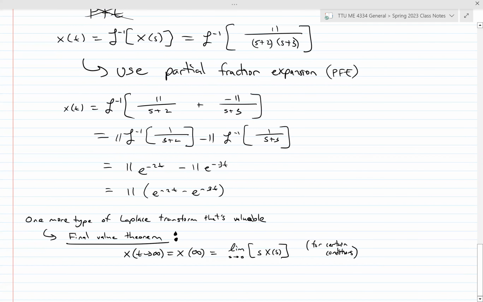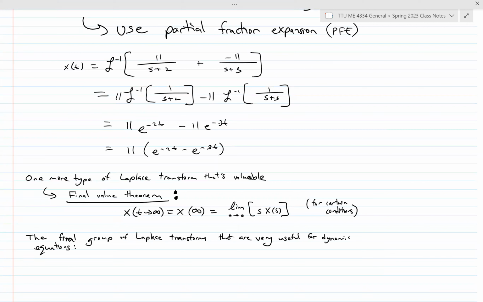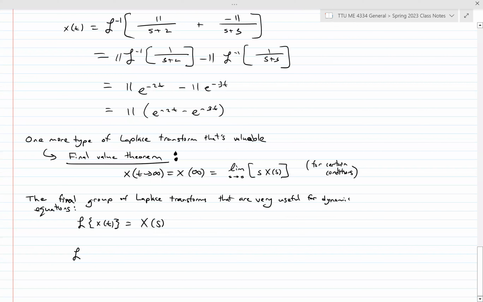So that's one to memorize because we are going to use that a decent amount, including in the first homework. Just as a review, the final group of Laplace transforms that are very useful for dynamic equations: if the Laplace transform of x of t is big X of s, the Laplace transform of x dot, which is the same thing as dx over dt, is equal to s times X of s minus little x at 0. This is our initial condition for x.